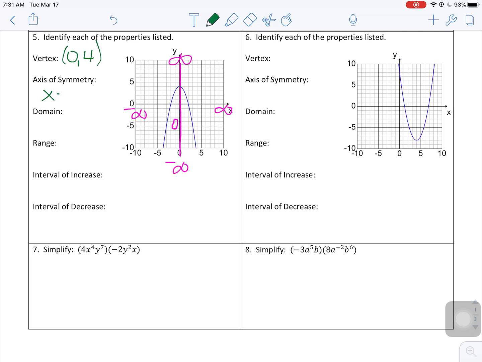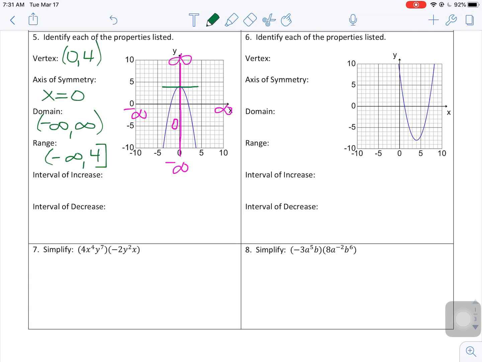And then axis of symmetry is always x equals whatever the x coordinate of the vertex is. So x equals 0. And you need that x equals, otherwise it's wrong. Domain is always negative infinity to positive infinity if it's just a normal standalone parabola, not in the context of a word problem, which is what we have. And remember, domain is your x values. Range is my y values, little to big, bottom to top. So negative infinity all the way up to our highest y value up there is at 4. And I want a square bracket after the 4 because I want to include that in my answer.